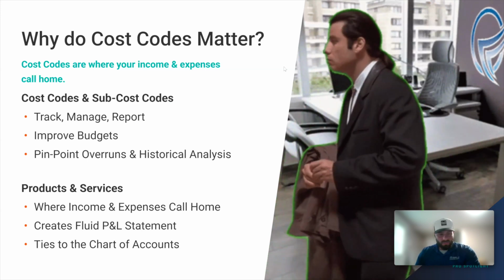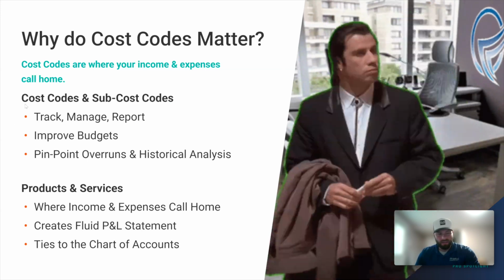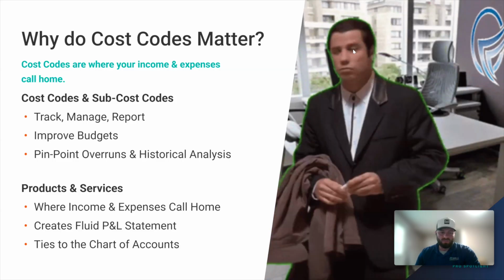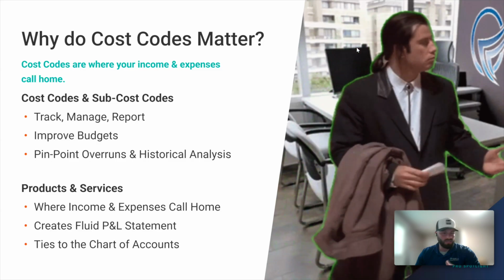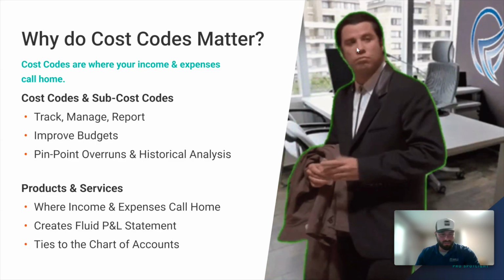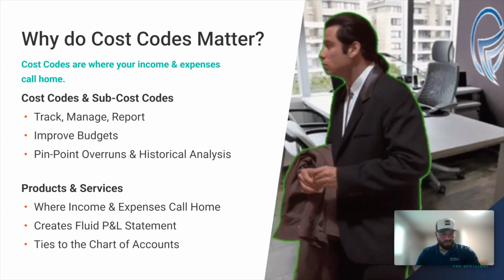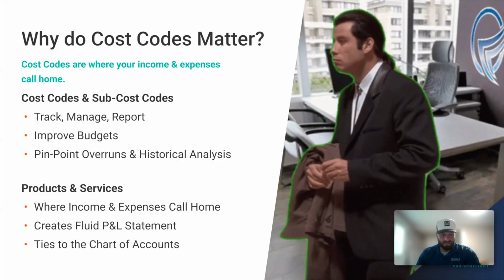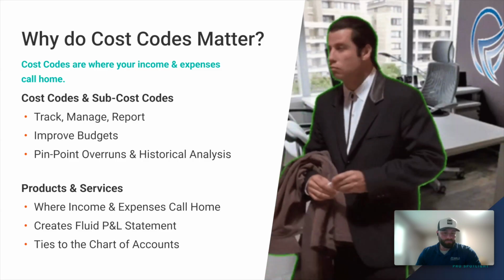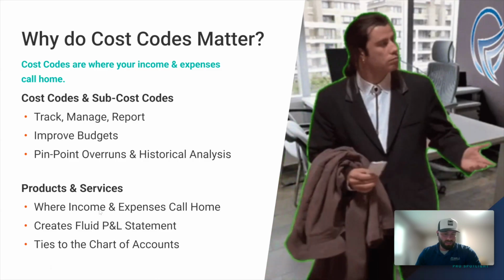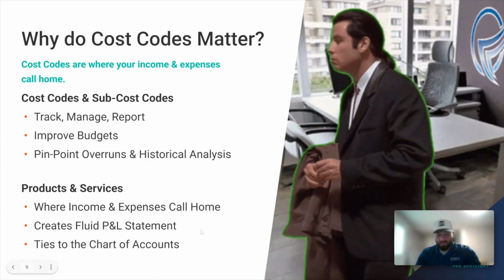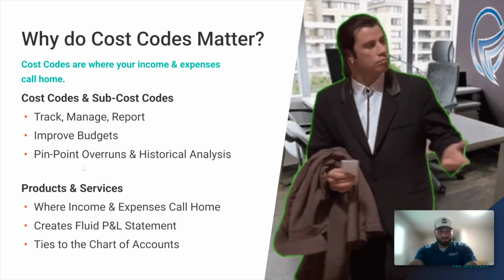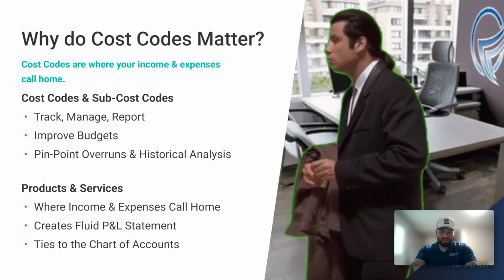So I talked about this a little bit as well, but again, I'll just touch on it. Cost codes, sub cost codes: being able to track, manage, do reports, improve your budget, get historical data. That's a big one. See what you did last year versus this year. And then when it comes to your products and services, I don't know a ton about all of that. That was more for Steam, but I'm sure we can get you answers on that.